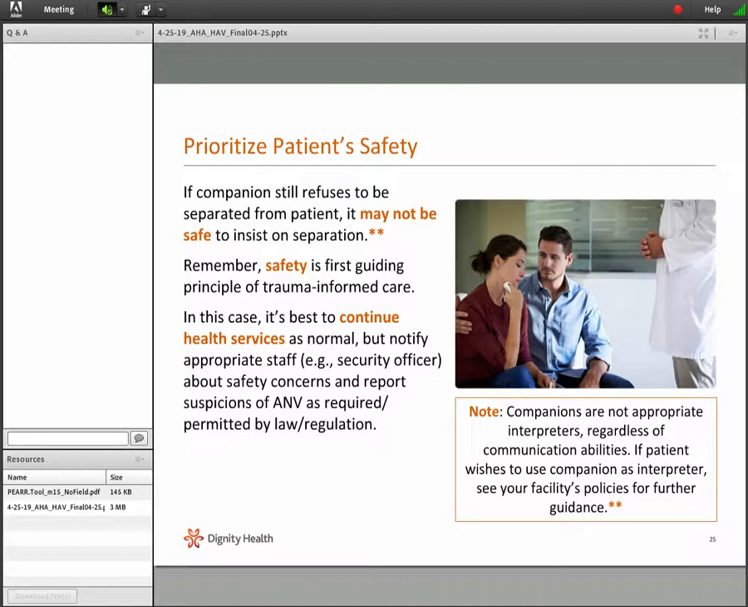Remember that safety is the first guiding principle of a trauma-informed approach. That means safety for the patient, safety for staff, safety for visitors, and so on. So in this case, it's just best to continue health services as normal.